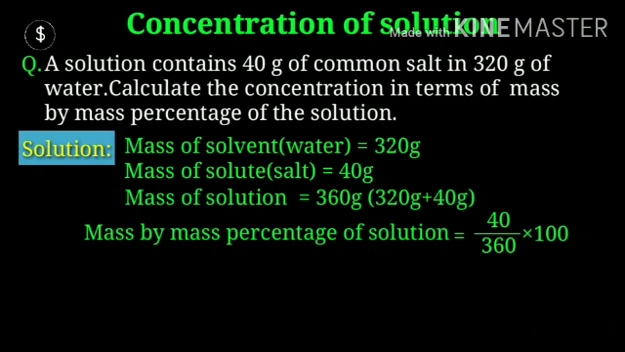Calculate. Both zeros, 1 0 and 1 0, cancel. So when you calculate it, it is 11.1%. Okay. So this is mass by mass percentage of solution, 11.1. So if in the question concentration percentage is asked, you will write it 11.1%. If no percentage is asked, only concentration, you can write 11.1, or the answer can be written in percent, 11.1%.